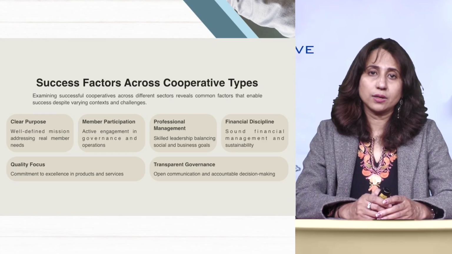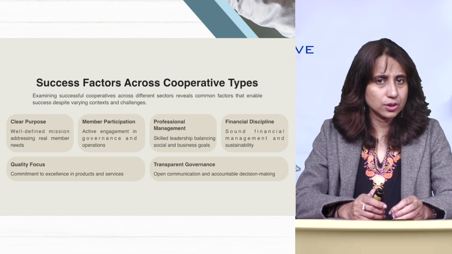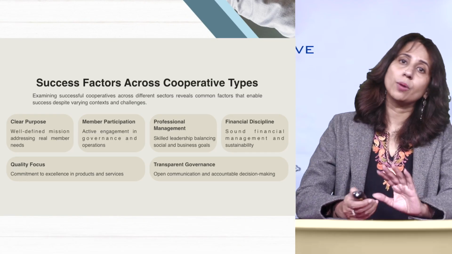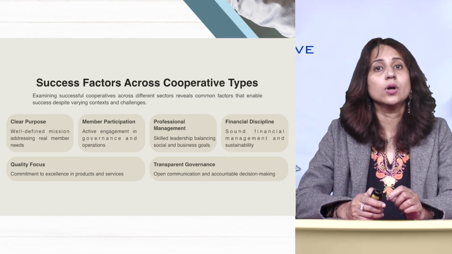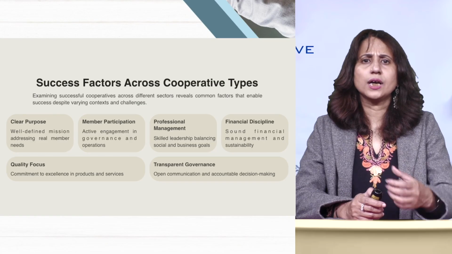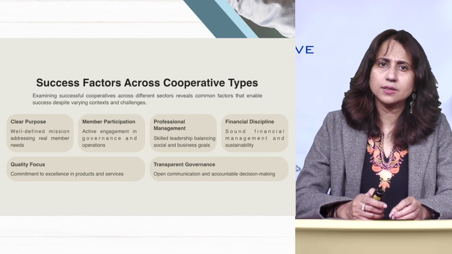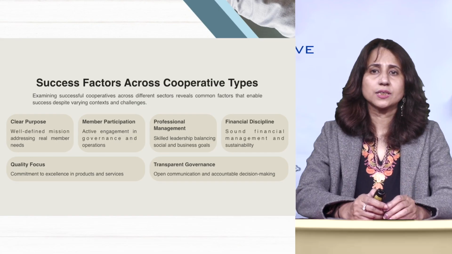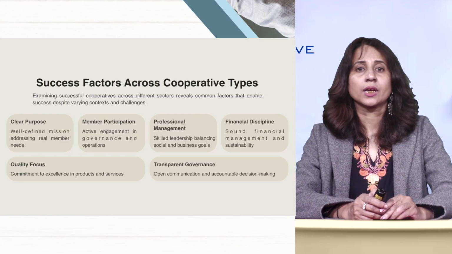Then strong member participation. Active member engagement in governance, operations, and monitoring distinguishes successful cooperatives. Then professional management, combining democratic governance with professional management expertise, enables cooperatives to compete effectively. Then financial discipline, sound financial management with proper accounting, prudent lending or investment practices, adequate reserves, and transparent reporting builds financial sustainability. Then quality and efficiency.